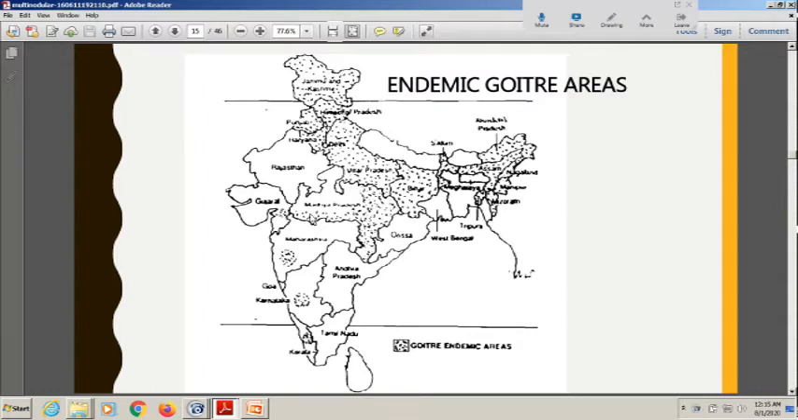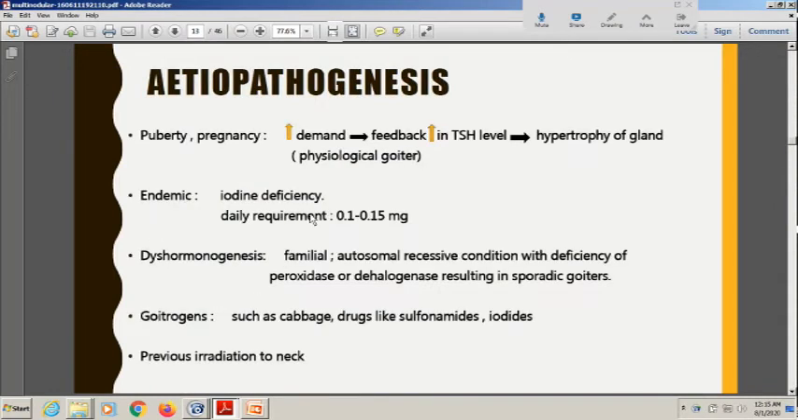Now the next pathology is dyshormonogenesis. That means it can be familial, autosomal recessive, with deficiency of peroxidase enzyme or dehalogenase enzyme, resulting in a sporadic goiter. Sporadic means it is because of the enzyme deficiency, not the soil. The peroxidase enzyme is important for iodide to iodine formation; that is its role in dyshormonogenesis.